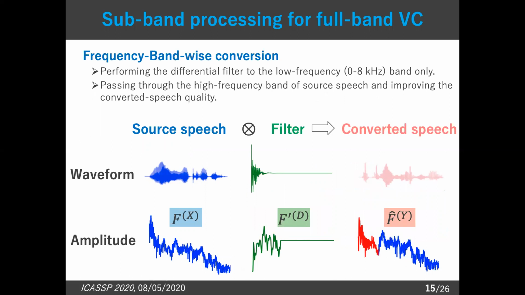In our subband processing method, the differential filter is only applied to the low frequency band, and the high frequency band is not filtered. We implemented this subband processing by setting the high frequency components of capital FD to 1.0, as shown in this slide. This method passes through the high frequency band of source speech and improves the converted speech quality.